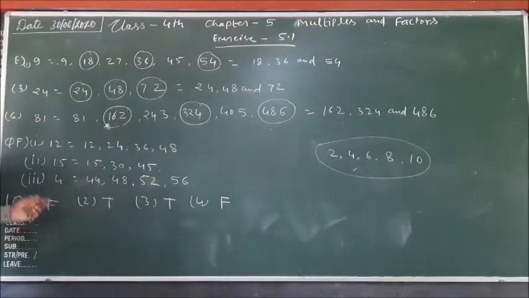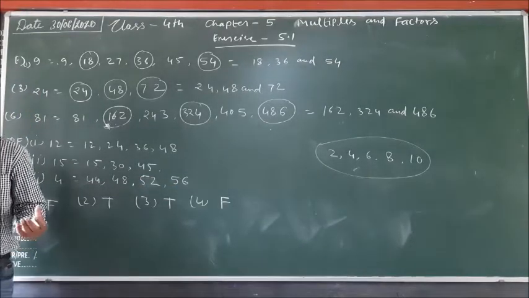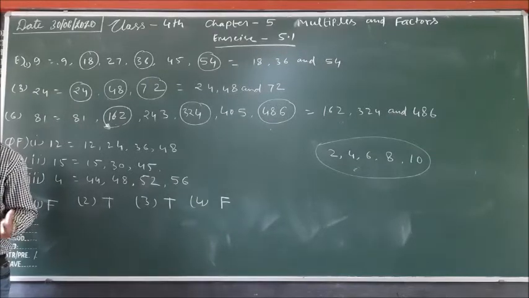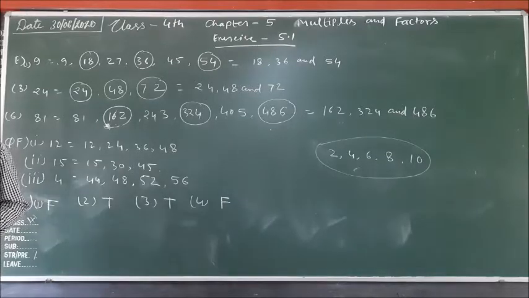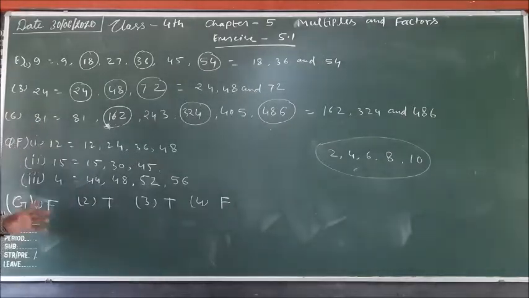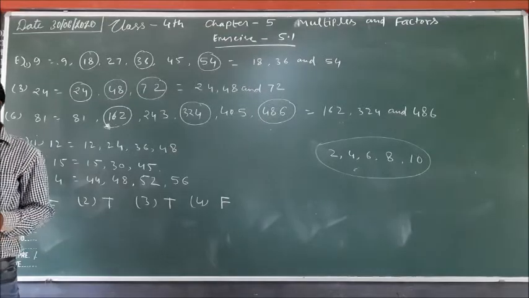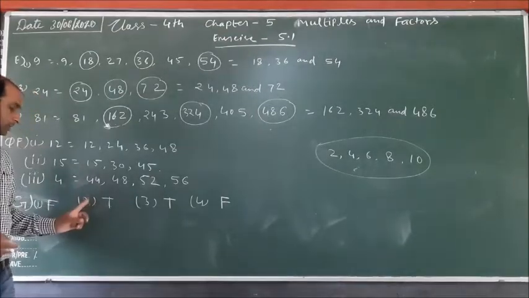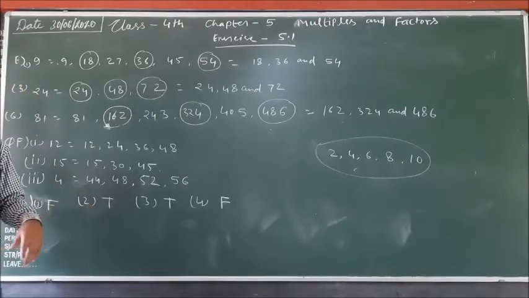Now question number G. Write T for true and F for false. 27 is a multiple of 4: false. 27 is not a multiple of 4. So this statement is false. Question number 2, 35 is a multiple of 5. 5 7s are 35. So this statement is true.